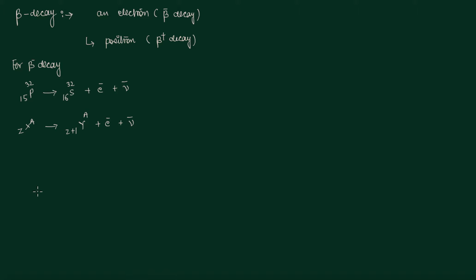And that of the beta plus decay is, so this is sodium-22, with atomic number 11, and this is neon-22, with atomic number 10, plus positron emission, and this is a neutrino.